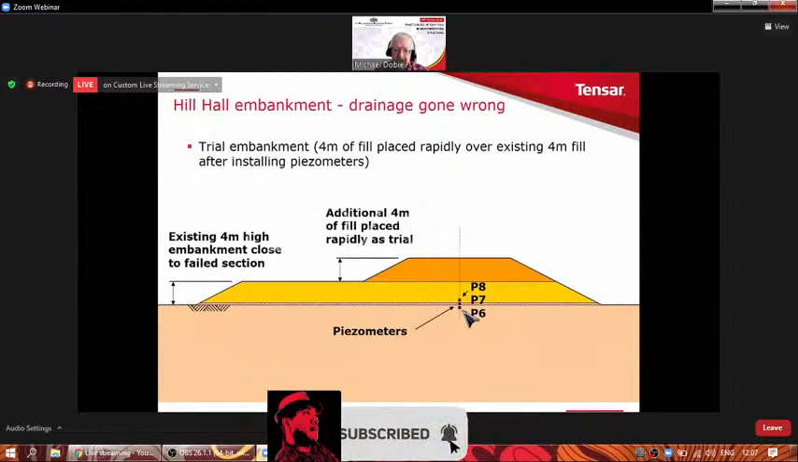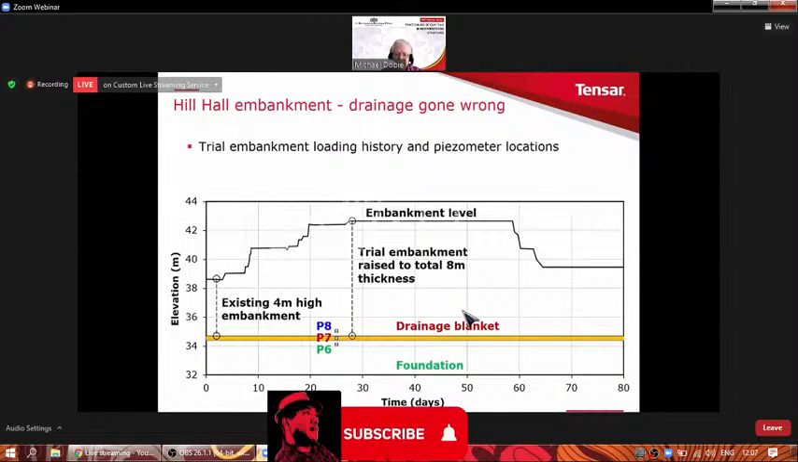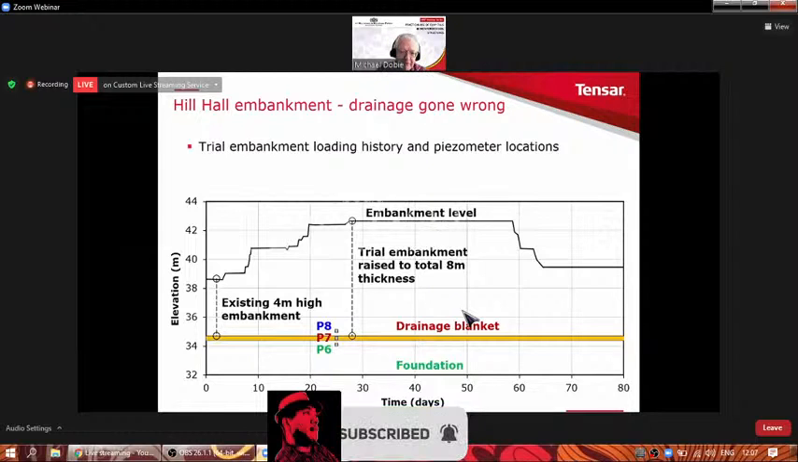They very quickly built 4 meters of fill as quickly as they could to try and imitate what had happened, and then we have here a record of the performance against time. The horizontal axis is the time in days, going up to 80 days. And the elevation, in this particular case, is showing the location of the drainage blanket and also the top of the embankment fill. So you can see the original 4 meter height. And then in a really fairly quick time, they build up another 4 meters to reach a total height of 8.